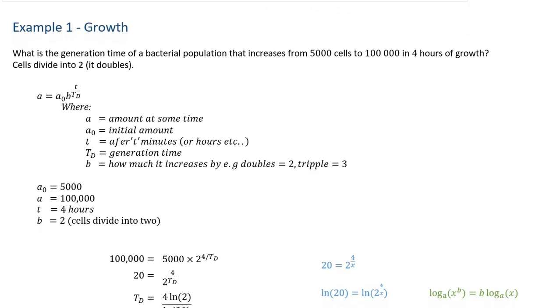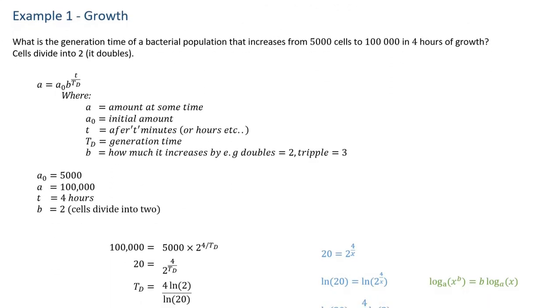So the first example we'll go through is a growth example. Now these are not from your textbook, and I think they're harder than the examples from your textbook, but if you step through it, I think you'll be able to do all the questions in your textbook fairly easily. What is the generation time of a bacterial population that increases from 5,000 cells to 100,000 cells in 4 hours of growth? It's asking you what period of time does the cell double?